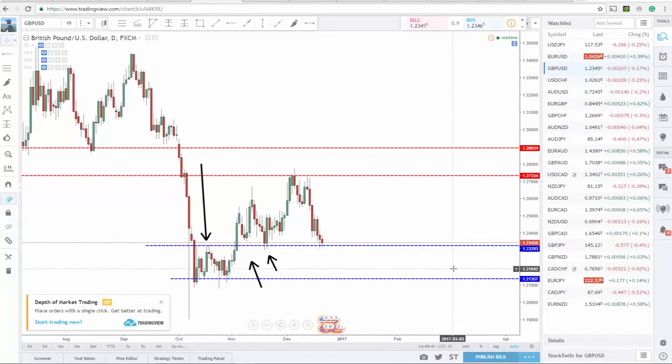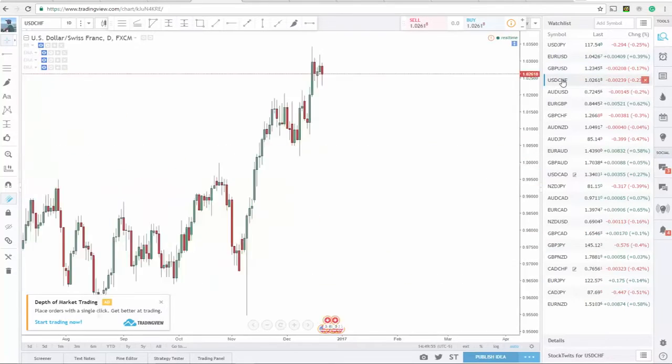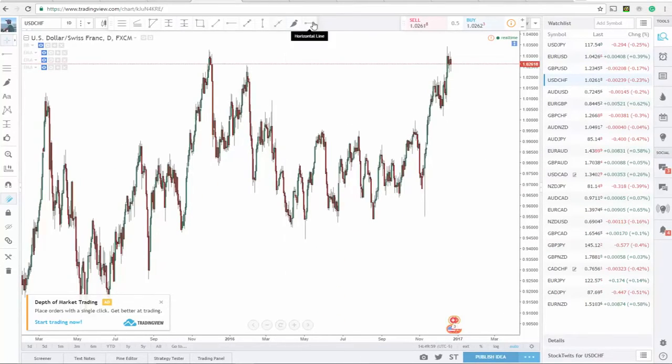Our 2 levels of support that I'm going to be looking for trading opportunities are where we are now, which is 1.232s and 1.213s. So let's move on to our next pair, which is going to be the dollar Swiss, and zoom the chart out to see if we can find some resistance levels.